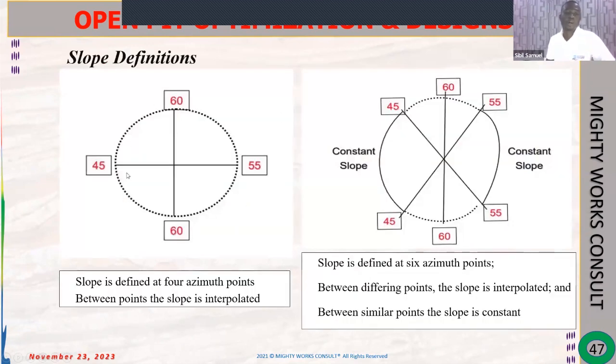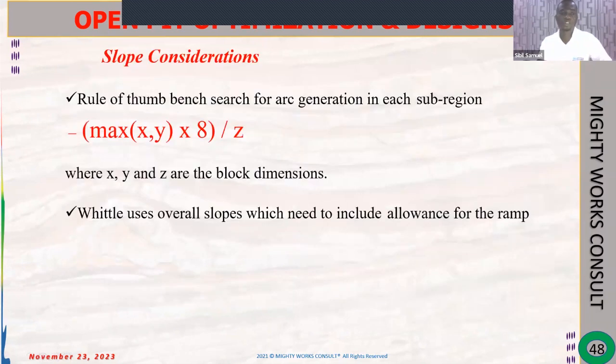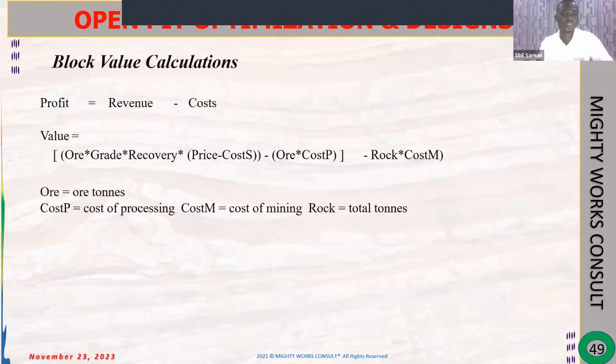Now in slope application, when the slope is constant, for example, it is increasing from 55 to 60, you see the line is broken. But where it is constant, you see that the line is solid. So we can have constant slope, or we can also have interpolated ones. And this is usually one of the formulas we use to calculate the slope generation for benches.